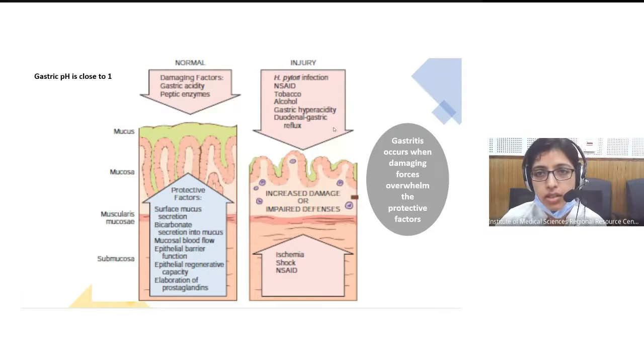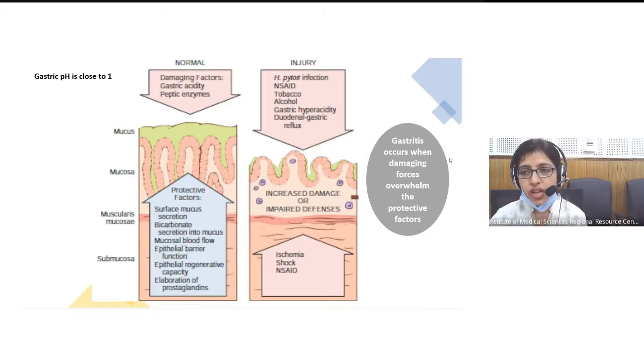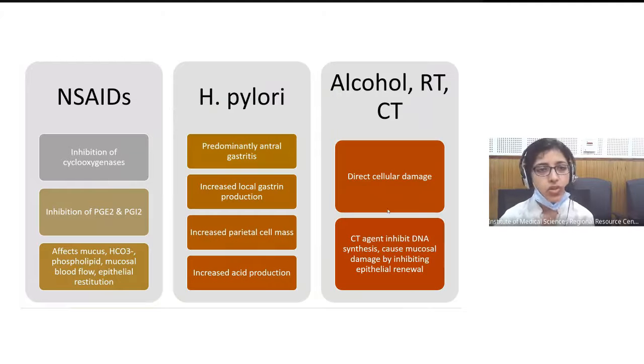And then there is some direct injury also to the gastric cells, which is seen in case of bile reflux, in case of alcohol, etc. Okay, so when gastritis occurs, the damaging forces overwhelm the protective factors. So I have already told you, with non-steroidal anti-inflammatory drugs, the mechanism is inhibition of the enzyme cyclooxygenase, which inhibits elaboration of prostaglandins, and so it affects the protective mechanisms.